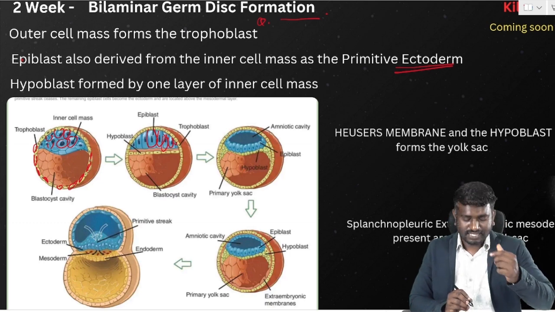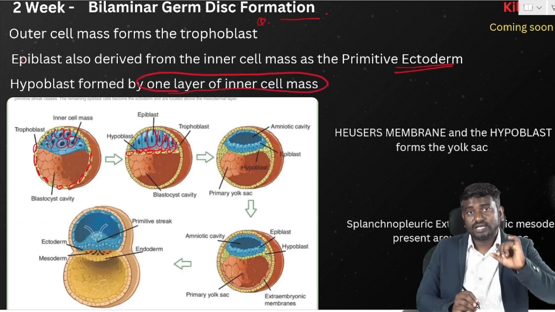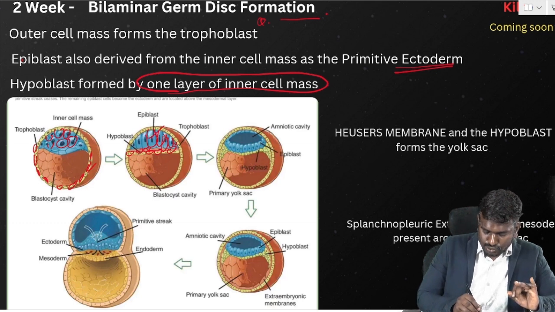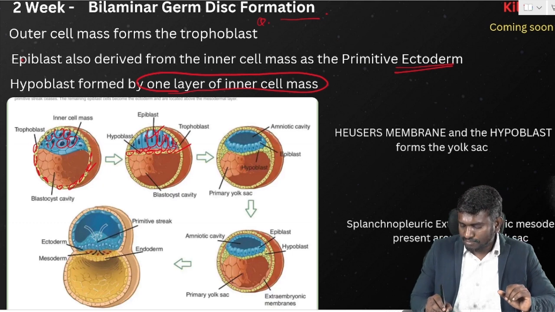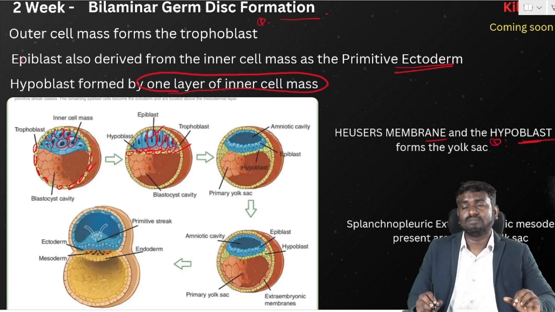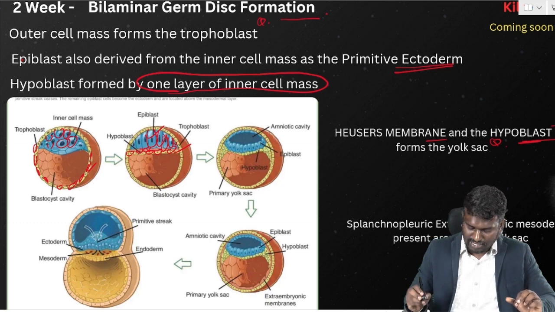Primitive ectoderm, yes. The hypoblast, the middle layer, is formed by one layer of the inner mass. So by now you should be able to remember trophoblast, epiblast, and also hypoblast. Next, the Heuser's membrane and the hypoblast form the yolk sac. This is also another important point. Remember, which forms the yolk sac? It is the Heuser's membrane and the hypoblast.